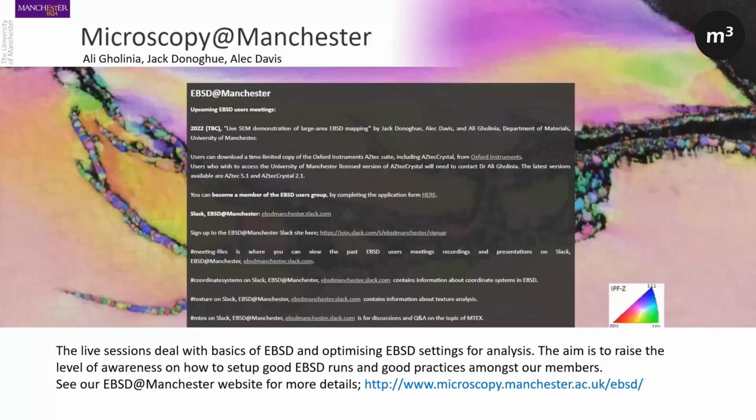Now, to get information about how to join, all the links are on our website, which is at the bottom here, microscopy.manchester.ac.uk/EBSD, where you can see the past presentations.